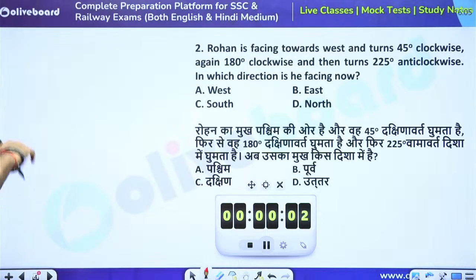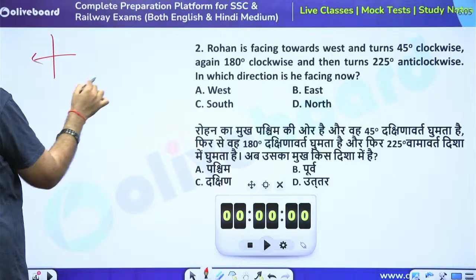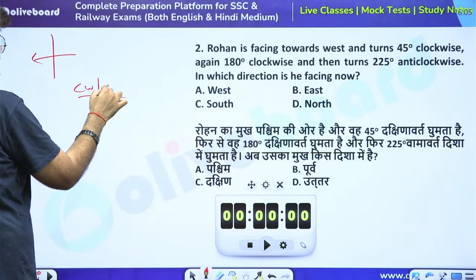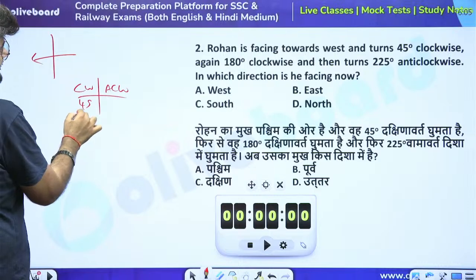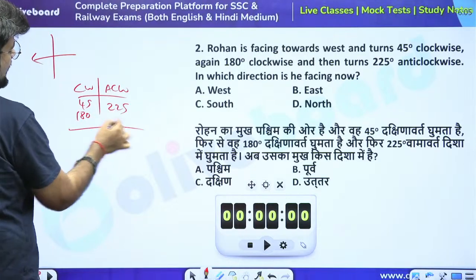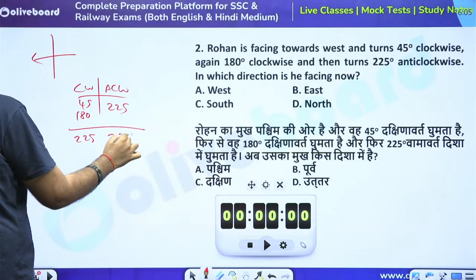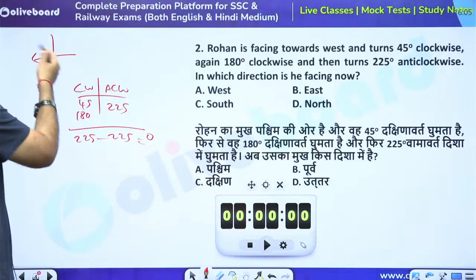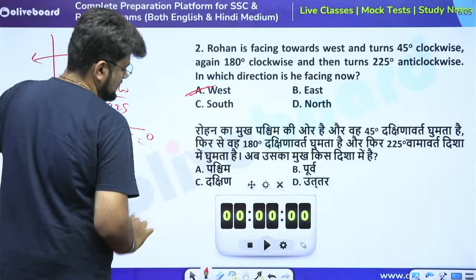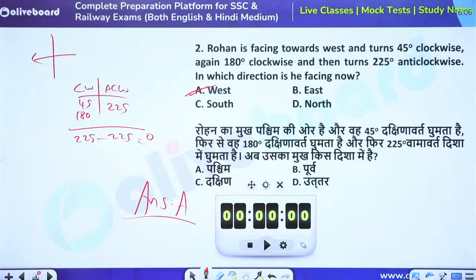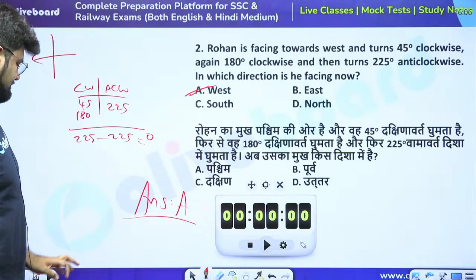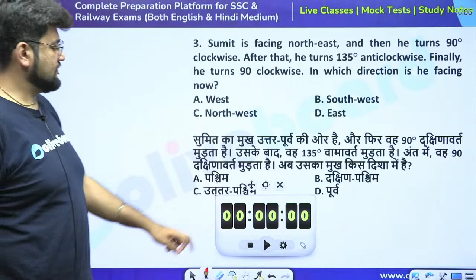Rohan is facing the west, and we'll draw the table, clockwise, anti-clockwise. He's going 45 clockwise, then 180 clockwise, and then he's going 225 anti-clockwise. If you add them, this is 225, this is 225, net effect is 0. If it is 0, he's still at the west. So what will be the final direction? It is west. Clear? That's how quick we can be. Next.